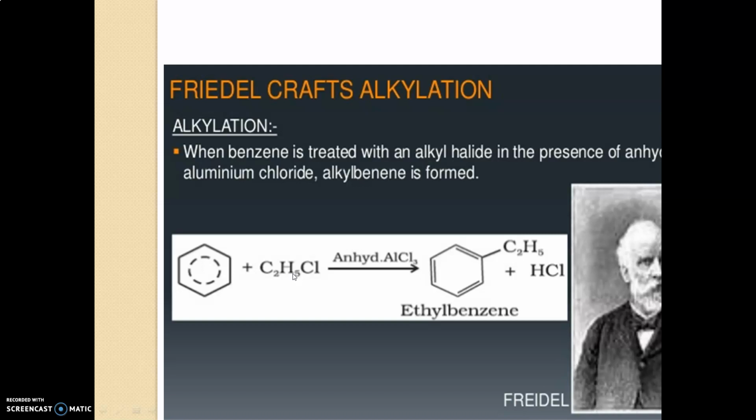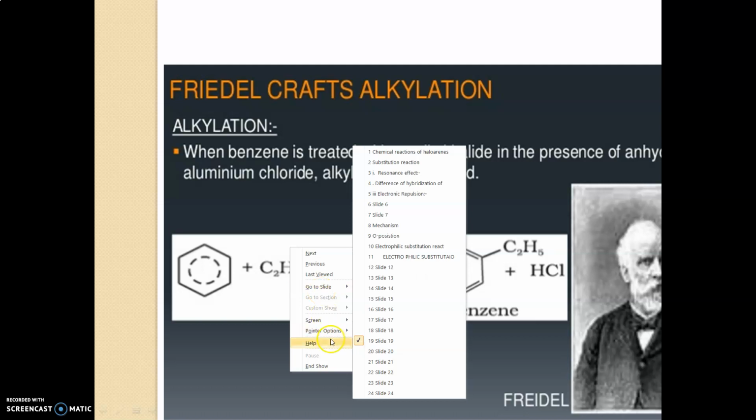So if we add one alkyl group to a compound, this reaction is known as alkylation. The C2H5 we can call an alkyl. For example, C2H5, generally we denote it by the letter R. So in this compound C2H5Cl, ethyl chloride, we can generally call it RX.